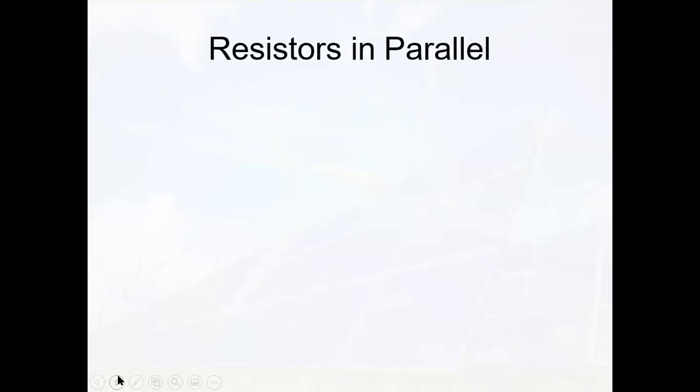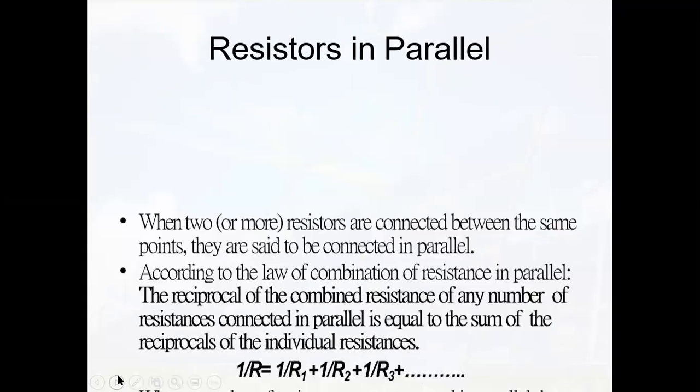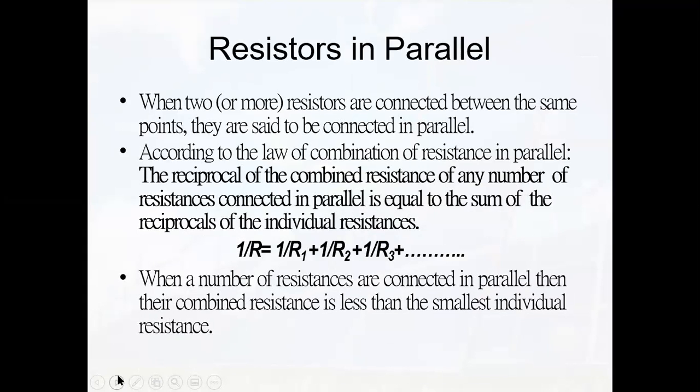Now we will discuss resistors in parallel. When two or more resistors are connected between the same points, they are said to be connected in parallel. According to the law of combination of resistance, in parallel, the reciprocal of the combined resistance of any number of resistances connected in parallel is equal to the sum of the reciprocals of the individual resistances. Here, R is the resultant resistance. So 1 upon R is equal to 1 upon R1 plus 1 upon R2 plus 1 upon R3.